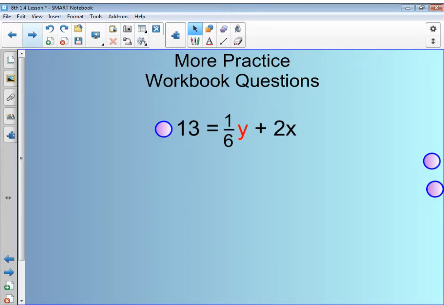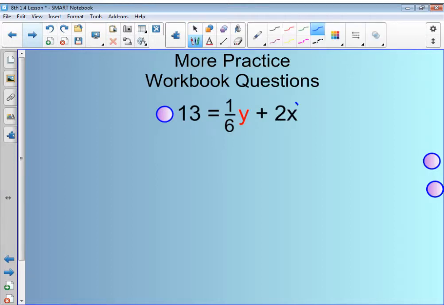Okay, so first of all, when I see this, not that I have to have it set up with my y on the left, but I just like how it looks. So I'm going to reverse some stuff around. I'm just going to shift this to the other side of the equal sign and then bring my 13 to the right. So this is what I'm seeing, 1/6.